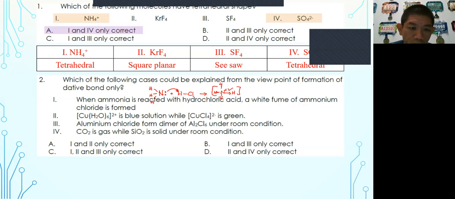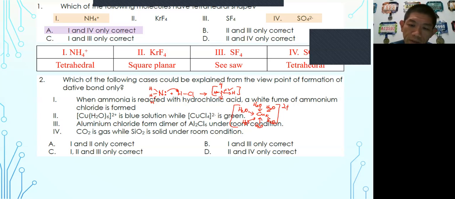Then the formation of Cu(H2O)6 2+ is blue, while CuCl4 2- is green. So here Cu(H2O)6 is Cu with six H2O. So this is how you expect your complex to look. Just finish drawing all of this so that you can see clearly how Cu(H2O)6 looks like. So this is how Cu(H2O)6 looks like.